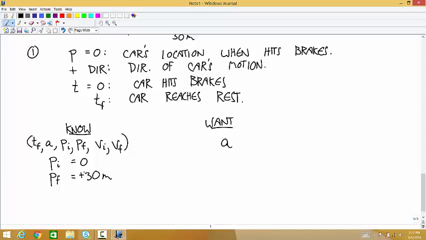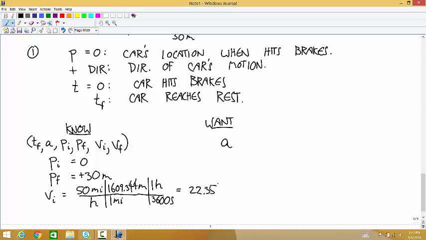Okay, what about velocity when time is equal to 0? Do we know anything about that? Right at the instant that it starts to brake, we're given that speed is 50 meters per second. Not 50 meters per second, actually, 50 miles per hour. So we have to convert that. So VI is equal to 50 miles per hour. And if you go through the conversion, 1 mile is 1609.344 meters, and 1 hour is 3,600 seconds. So when you convert to meters per second, you get 22.35 meters per second.